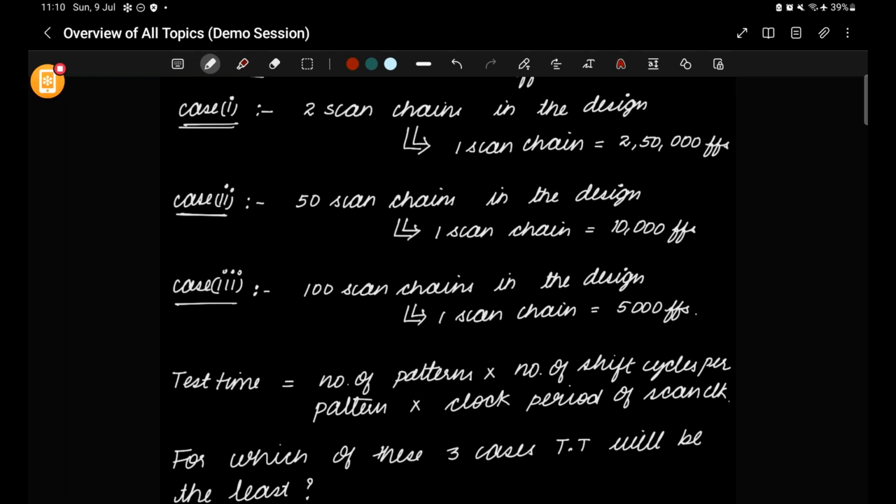So how about others? Can you also tell your viewpoint? In which of these three cases will the test time be the least? Yes, correct.